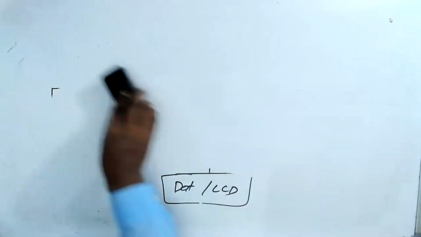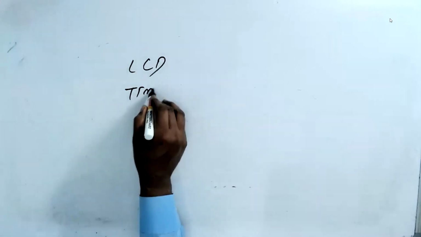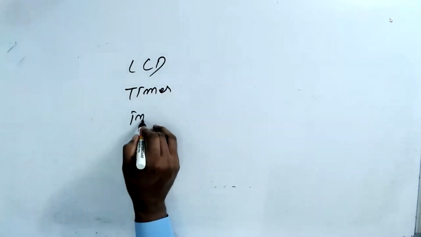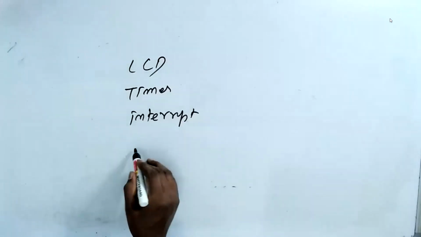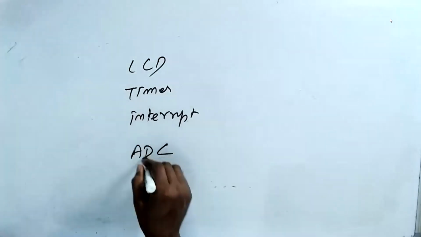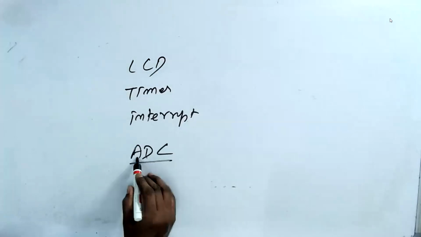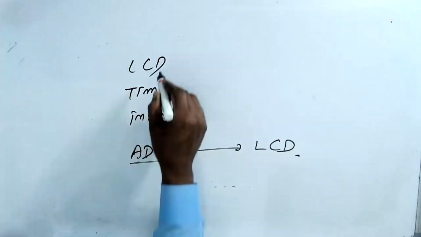But don't miss the sequence: LCD, timer, interrupt, then come to ADC. Don't come to the ADC first. You have to know these things because whatever data you are getting from the ADC should be displayed on the LCD. So you should know this.